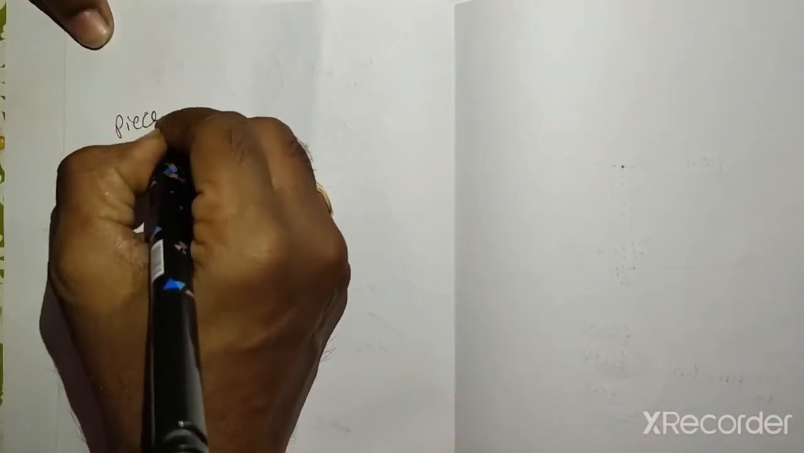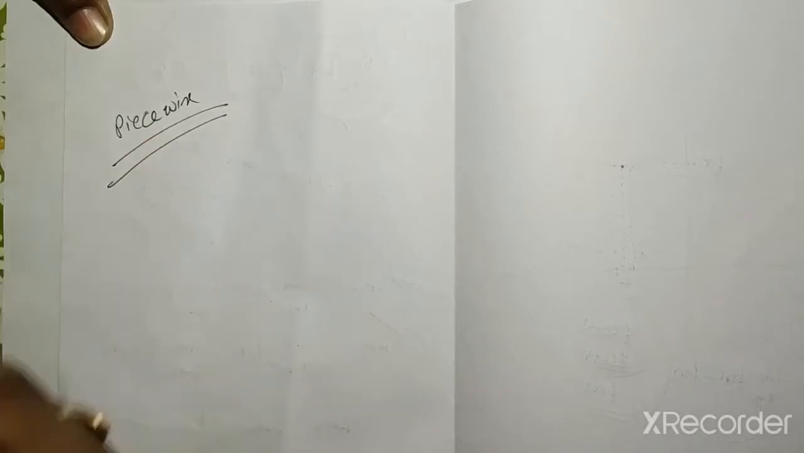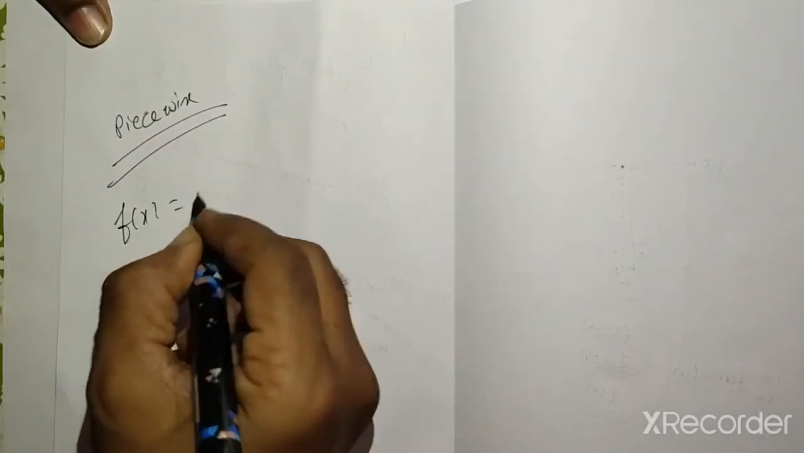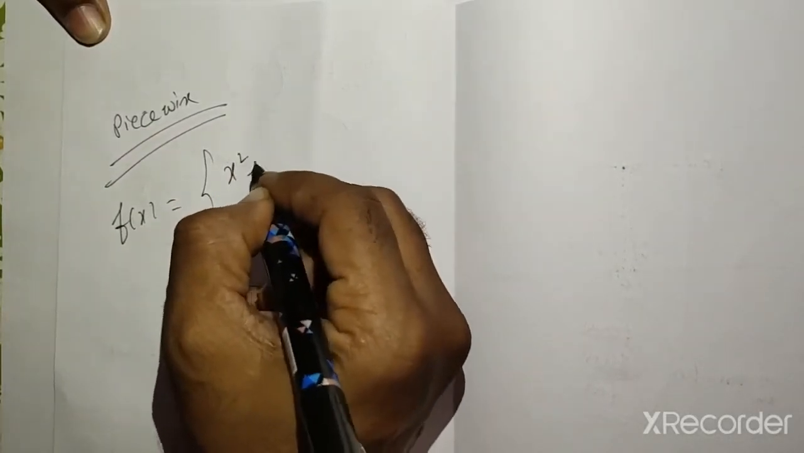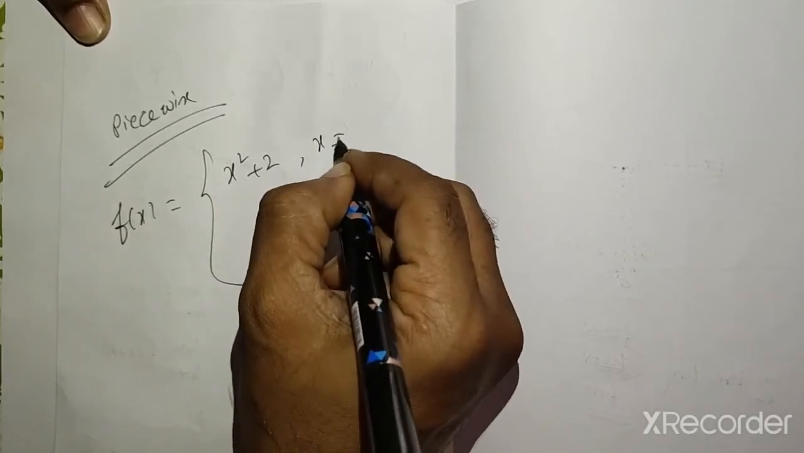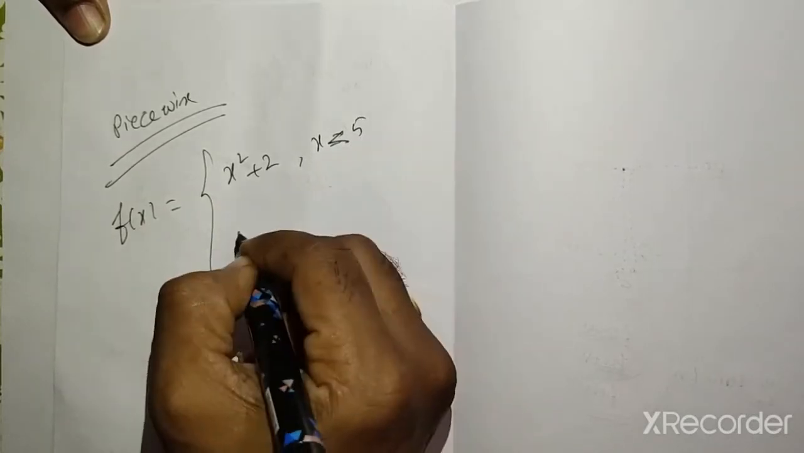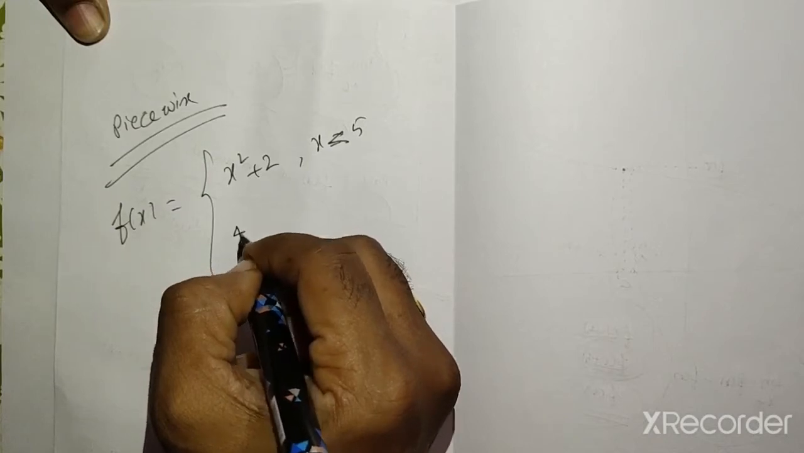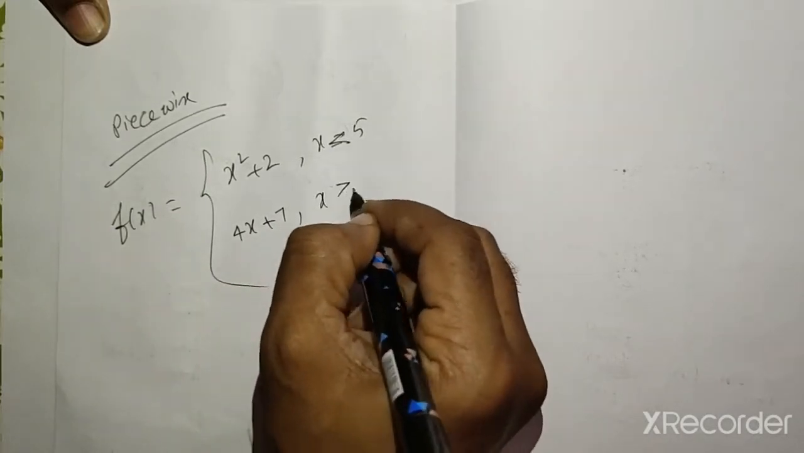And one more thing, please understand when a piecewise defined function is given. What is a piecewise defined function? It will be given like this: f of x is equal to x square plus 2 when x is less than 5, and 4x plus 7 when x is greater than or equal to 5.